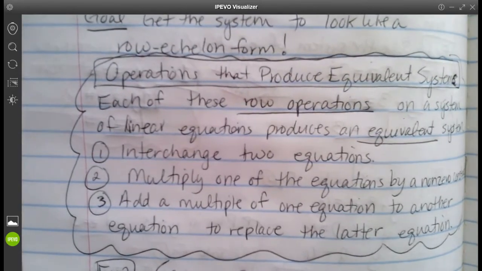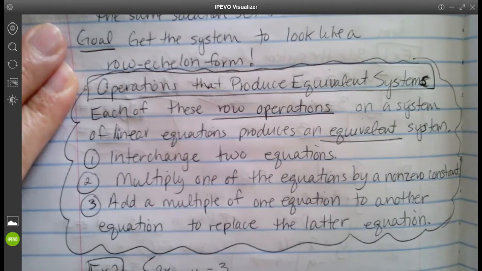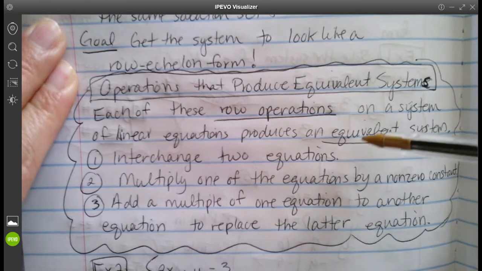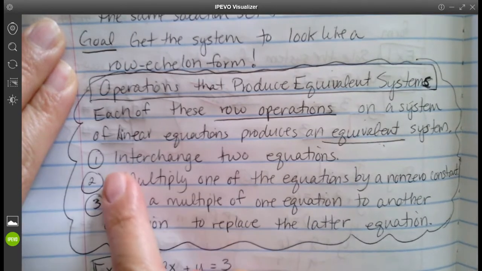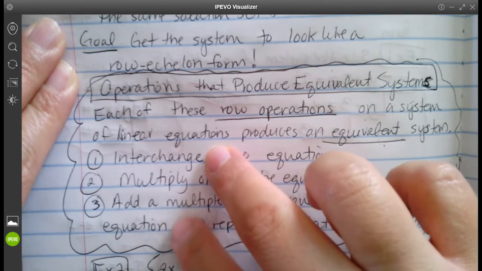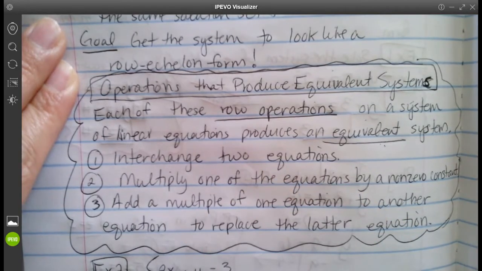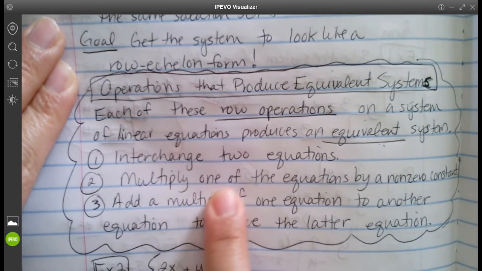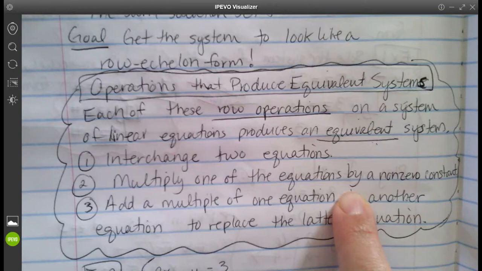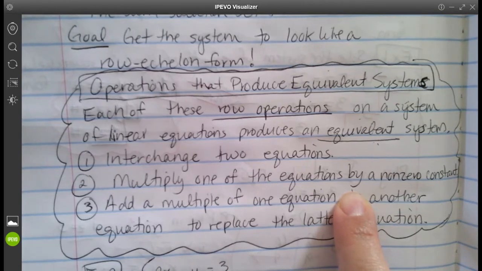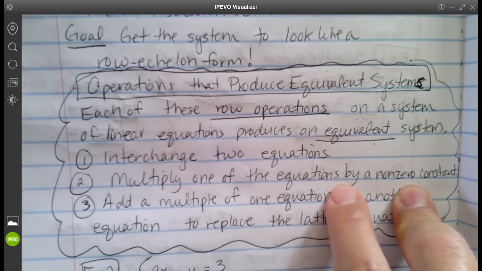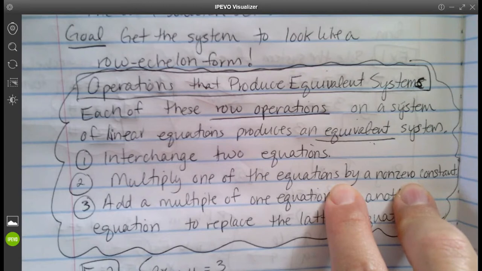Operations that produce equivalent systems. I'll try to get this all on the screen here. Each of these row operations on a system of linear equations produces an equivalent system. So we can interchange two equations, meaning if I want to put the one on the bottom on top, I can do that. It doesn't change anything. We can also multiply one of the equations by a non-zero constant. And we saw this with the method of elimination, the 7.2 we did before this. So you can multiply an equation by any non-zero constant as long as it's the entire thing. And that includes fractions, so keep that in mind.